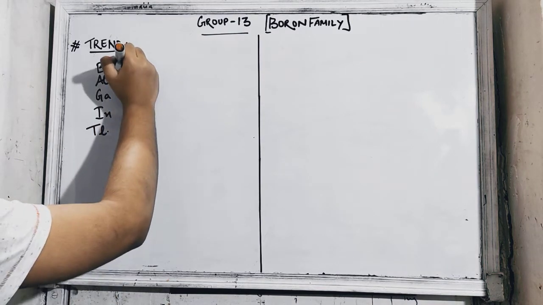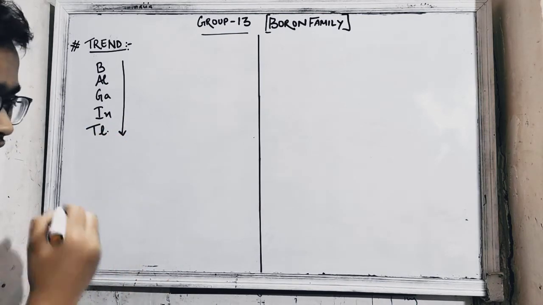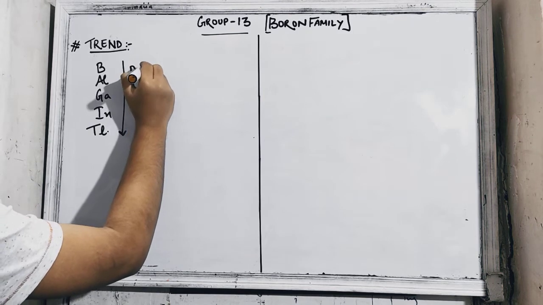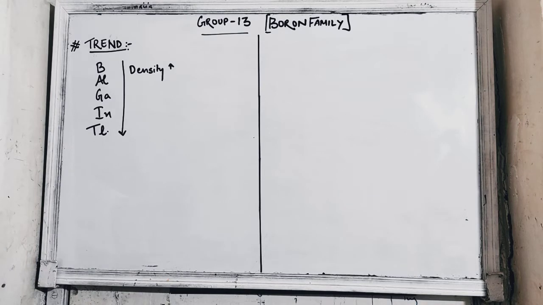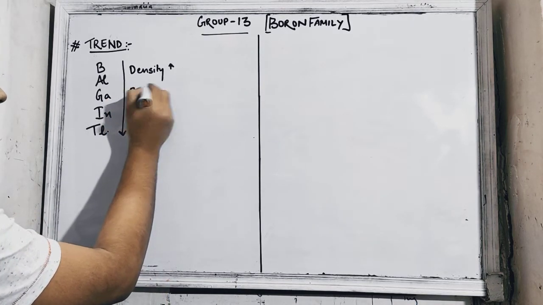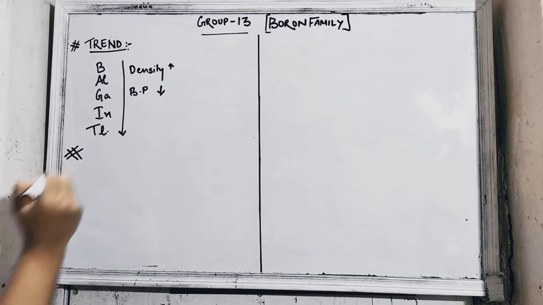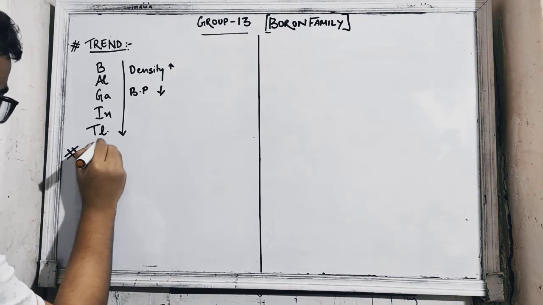Now, on moving from top to bottom, the trend I am discussing is that the density increases, and also moving from top to bottom, the boiling point decreases. These are the only two trends which are followed in group 13.